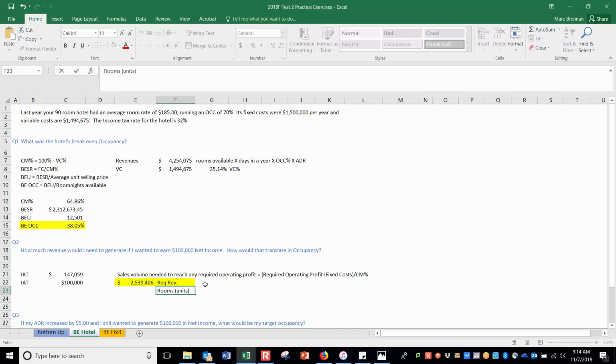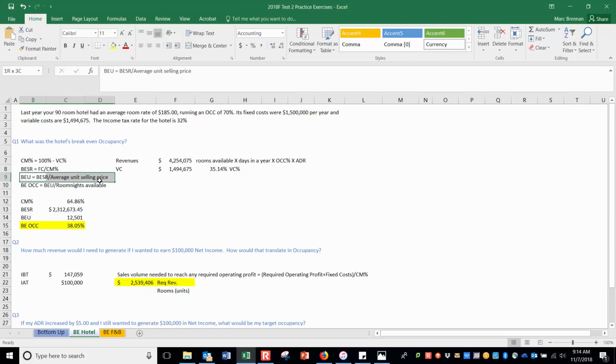Remember, we're calling these units when we're taking our break-even calculation. So we can use our break-even units calculation here, okay? But instead of break-even sales revenue, we're just going to use our required revenue. So in rooms, what this means is that we need to sell $2,539,406, and that's just simply replacing my break-even sales revenue divided by that average daily rate of $185. Okay? That's the average unit selling price.